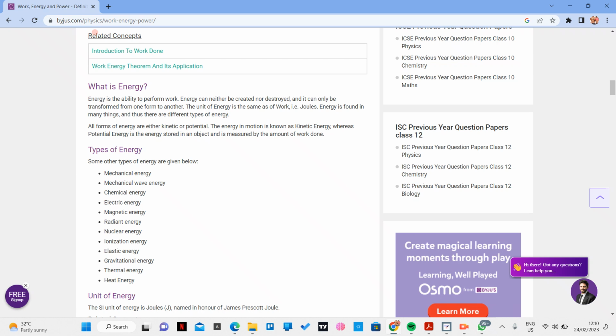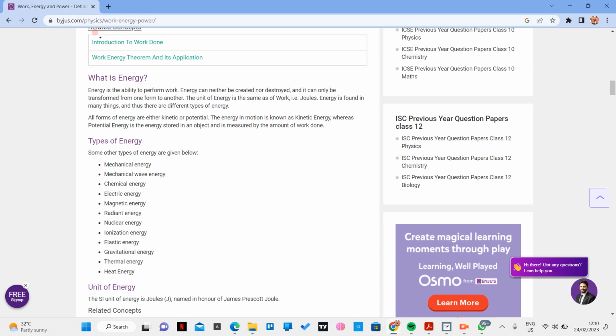And the unit of energy is also joules. It's also the same as work. So that means that you can relate work done to what? To energy transferred. When you are doing work, you are transferring energy from yourself to the system that you are actually working on.